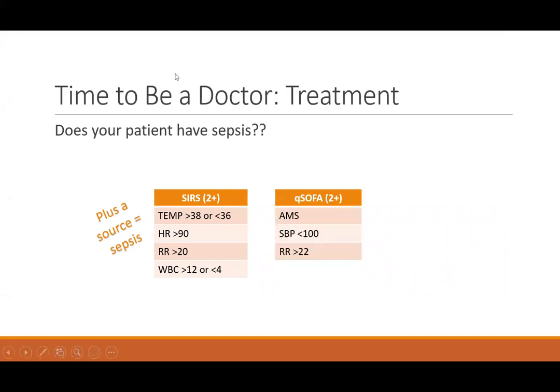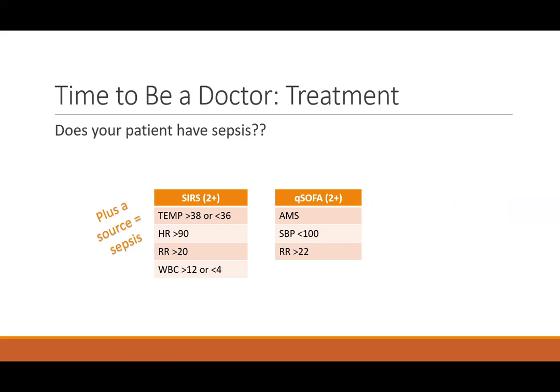There are 2 different ways that we look at sepsis. A couple of years ago, people mostly used SIRS, or systemic inflammatory response syndrome. If a patient had 2 or more of these plus a source, they were considered to have sepsis. So basically, if they were febrile or had a low temperature, if they were tachycardic to greater than 90, tachypneic to greater than 20, or had a leukocytosis or leukopenia, and then a source, they had sepsis.